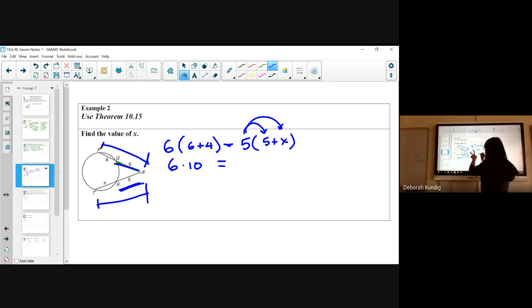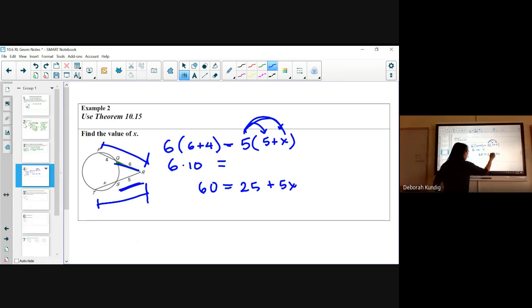So we'll have 60 is equal to 5 times 5 is 25. 5 times x is 5x. So when I go from here, I'm going to subtract 25 from both sides. That'll give me 35 is equal to 5x. Then I'm going to divide both sides by 5, and I'll get x is equal to 7.